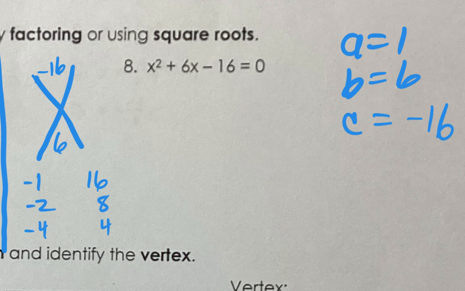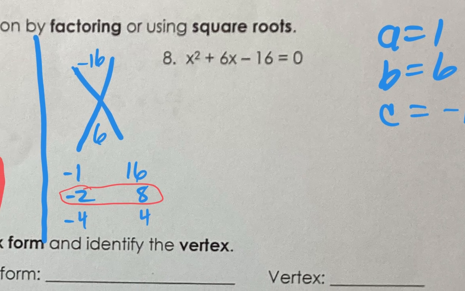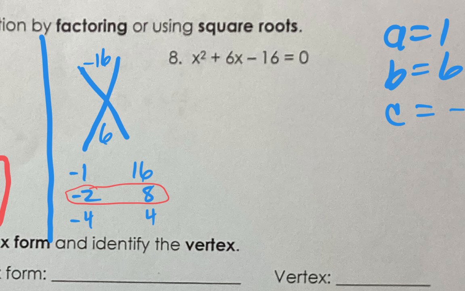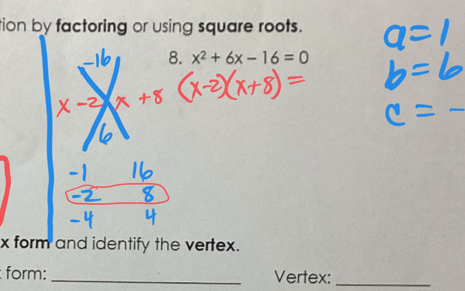When I add these up, which ones add up to 6? That would have to be negative 2 plus 8. So I could come over here and have negative 2 and plus 8. Put an x in front, and I got my factors. So I have the factors x minus 2 times x plus 8 equals 0.